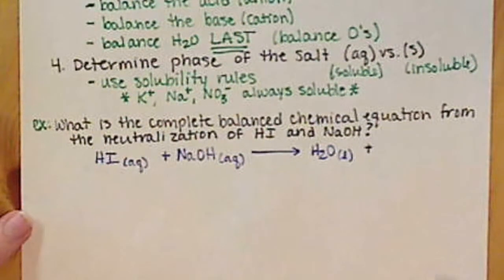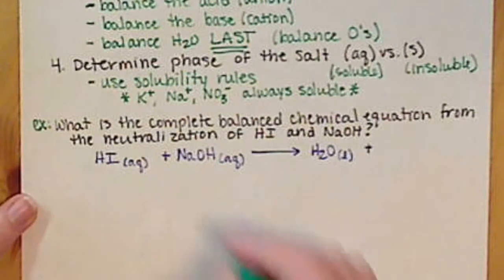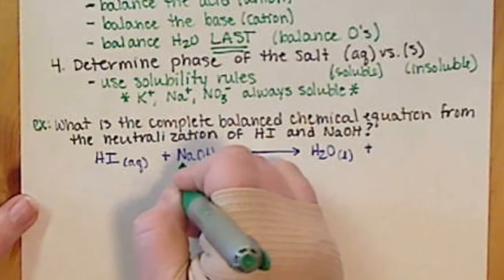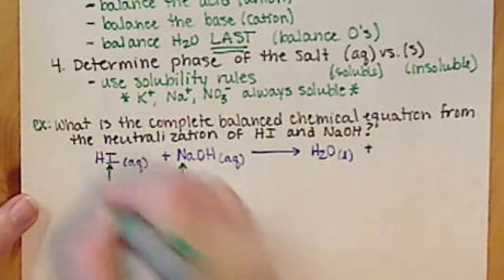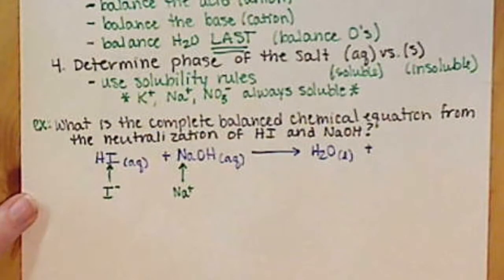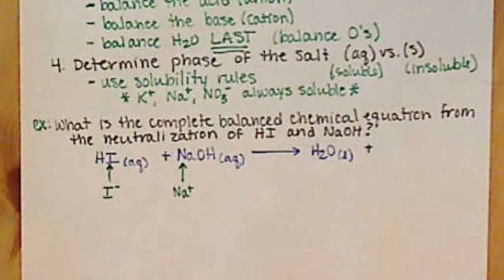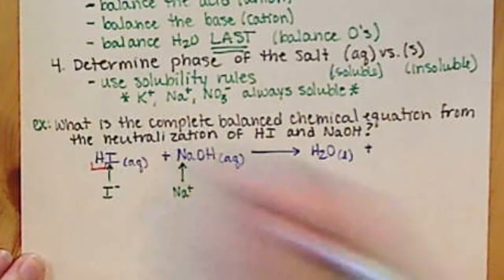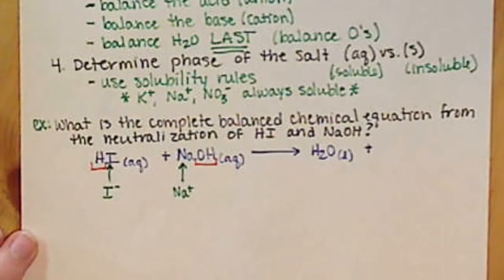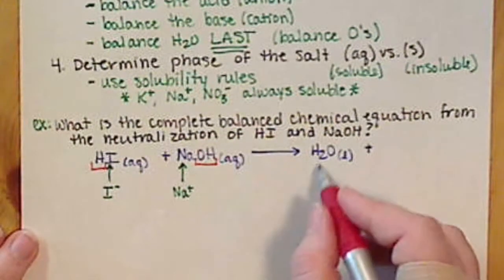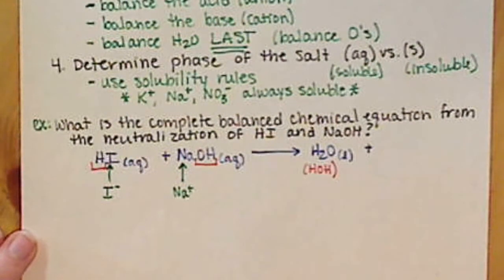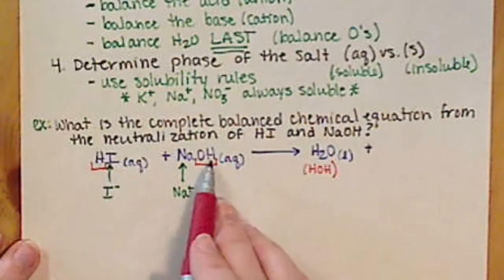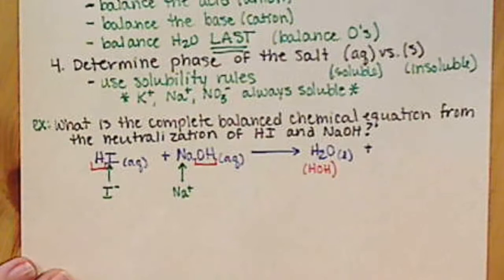Our salt, remember, the cation comes from the base. Okay. So we have Na+, and then our anion comes from the acid. So we have I-, and that's because our hydrogen out in front is going to combine with the OH from our base to form our water. It might help you to think of it this way, HOH, the hydrogen combining with the hydroxide ion.